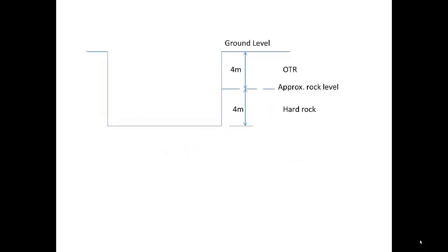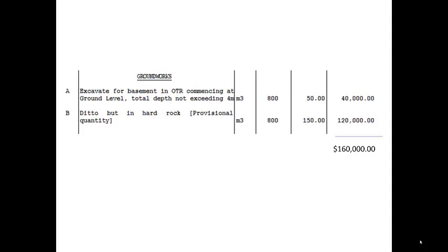But let's suppose that half of the excavation, the first 4 metres deep, is in other than rock, and below that level it's going to be in hard rock. So we could measure our quantities, first of all by measuring the OTR as the plan area times the depth of 4 metres, and then the rock, the plan area again, also times 4 metres deep. We'd have 800 cubic metres of each type of excavation. That might appear in a bill of quantities like this, with 800 cubic metres of each.